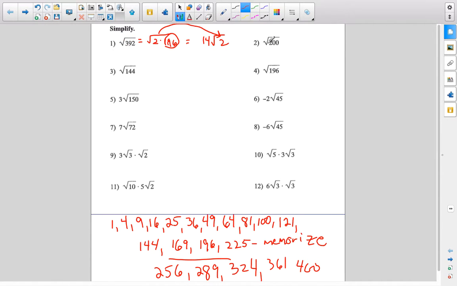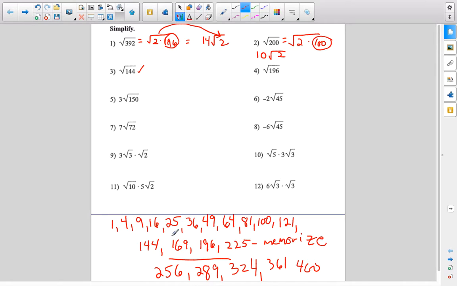So let's see, what is the square root of 200? Well, of course we know 200 is 2 times 100. And 100 is a perfect square, so I can take the square root of 100, which is 10, take it outside, but this 2 right here has to stay in. So 10 root 2 is the same thing as the square root of 200.